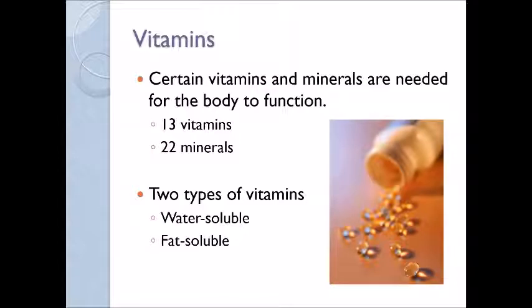For minerals, we need iodine for our thyroid gland. That helps our thyroid gland to make thyroxine, which is a hormone. So all these different parts of our bodies are going to need certain vitamins and minerals in order to function properly. In addition to that, we also have two types of vitamins.